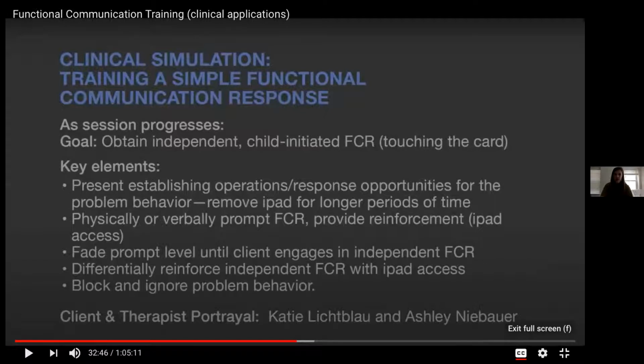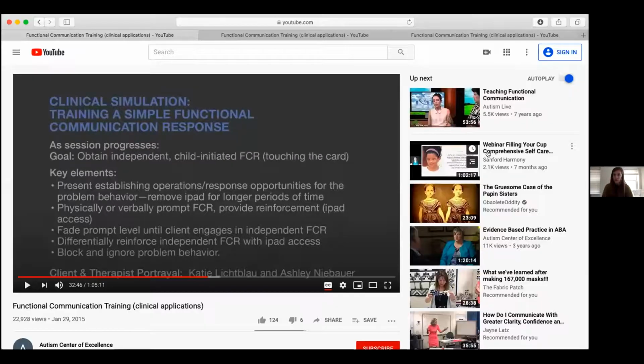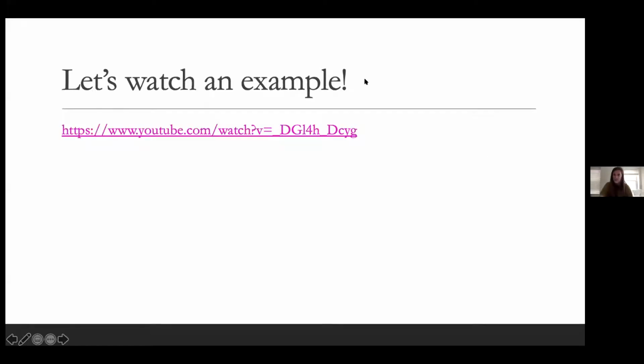Okay, so in that case, what they were doing, again, they're just prompting the student to touch the card, so the child learns, okay, when I touch this card, I get access to what I want, instead of using my aggression to get what I want. So that is just a simple example. Again, I wouldn't do it as forcefully, but they typically work with children who display pretty severe problem behavior.